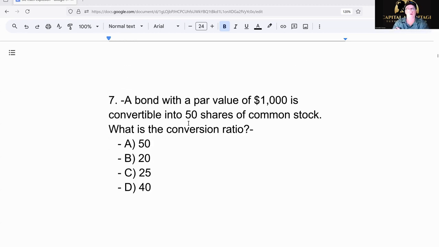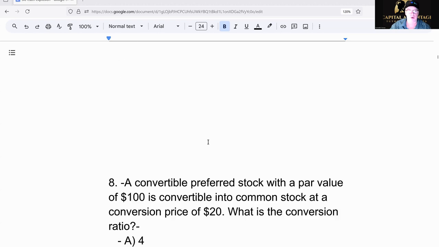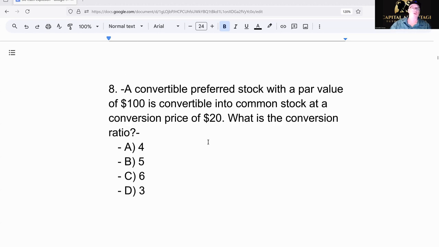A bond with a par value of 1,000 is convertible to 50 shares of common. Ooh, they almost tricked us again. They give us the shares, they did the math for us. It's easy, it's A, because it's 50 shares. Onward and upward. A convertible preferred stock with a par value of $100 is convertible to common at a conversion price of 20. 100 divided by 20 is 5.